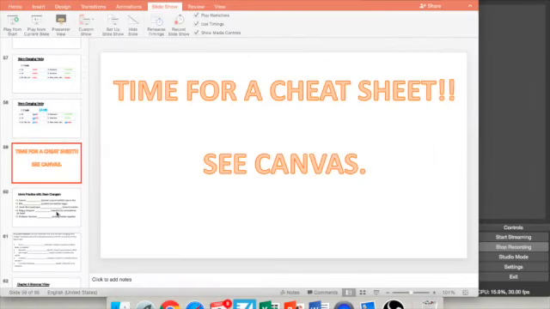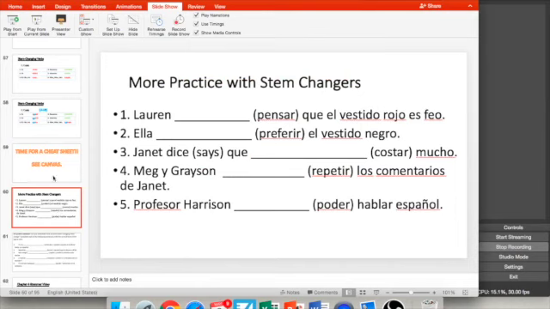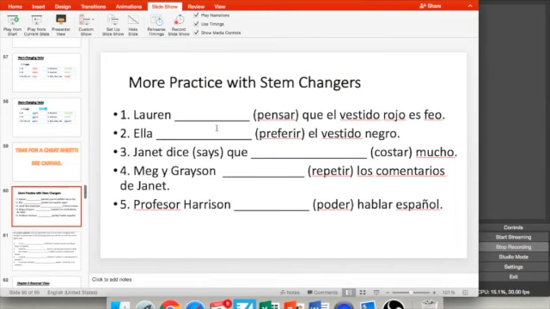Okay, so as we keep looking, I've given you a couple of slides here, and you'll have to do something like this in my Spanish lab this week. So we mix them all together. You don't know which one is an E to IE, which one is an E to I, which one is an O to UE, or which one is an O to U. You kind of just sort of have to memorize or consult your cheat sheet.